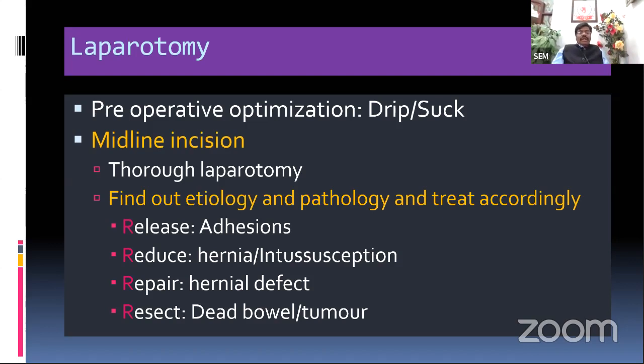What do you mean by? We start from all the bowel, from esophagus, stomach, everywhere you have a look. Look at and find out the etiology, pathology. Where is the pathology and what is the pathology? Depending upon that, if it is adhesion, you do the treatment for adhesions. Hernia, you reduce the hernia. If it is, for example, dead bowel, you may have to remove the dead bowel.